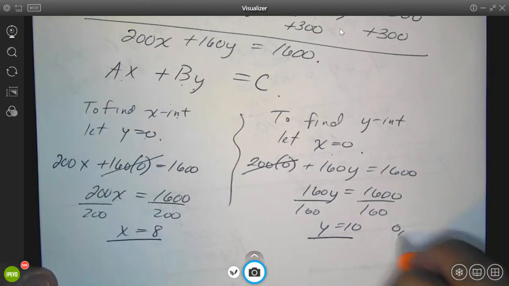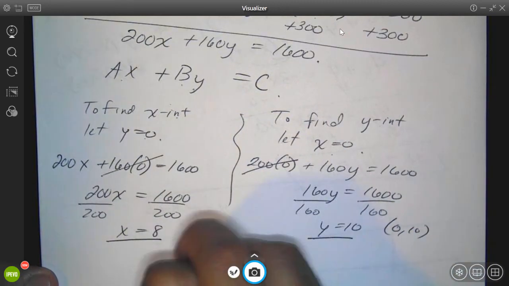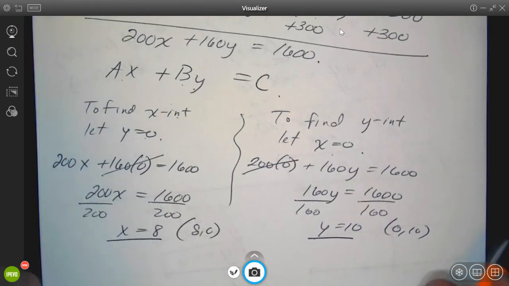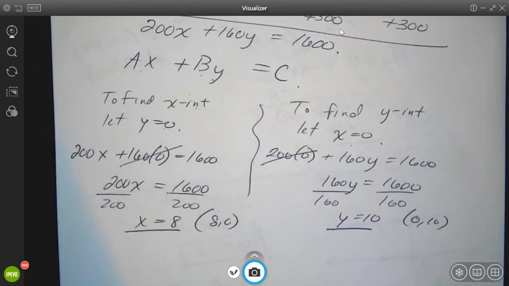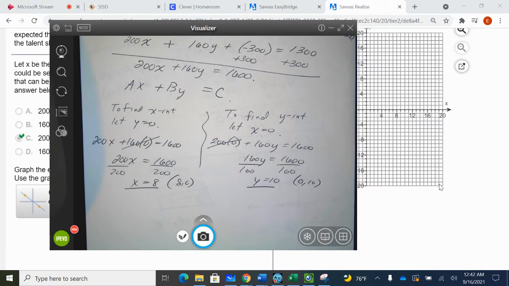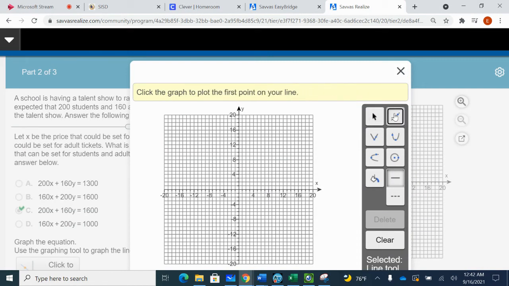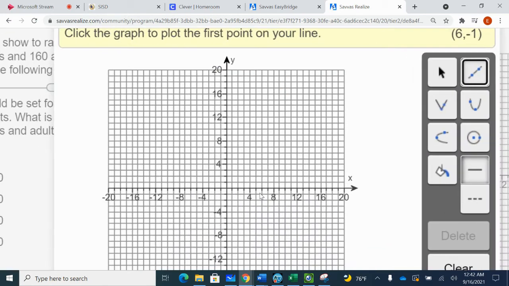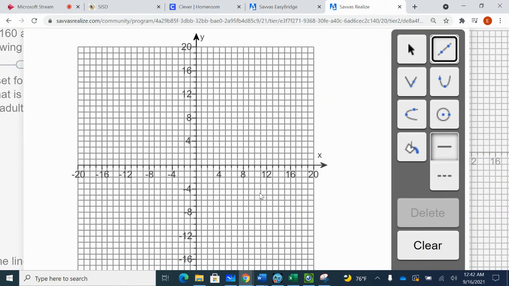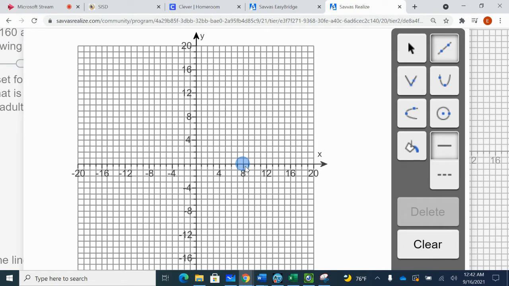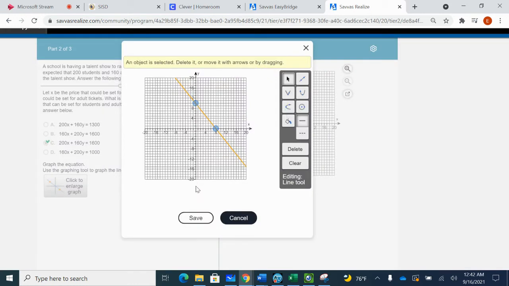Remember, these are coordinate points. 0, 10 and 8, 0. Right? So there it is. My x-intercept is 8. My y-intercept is 10. And there it is.